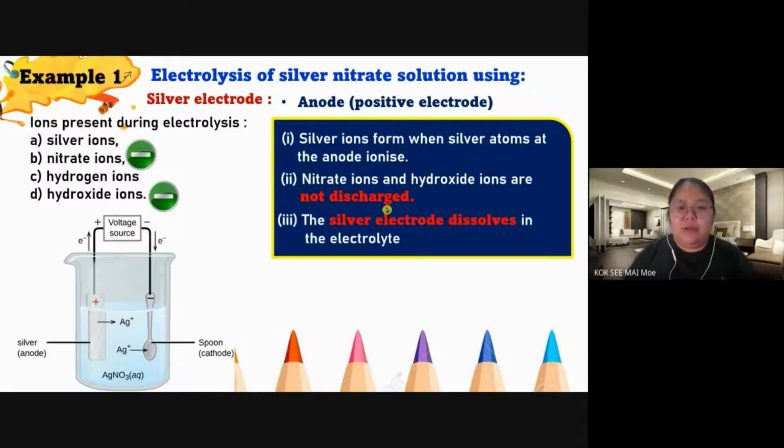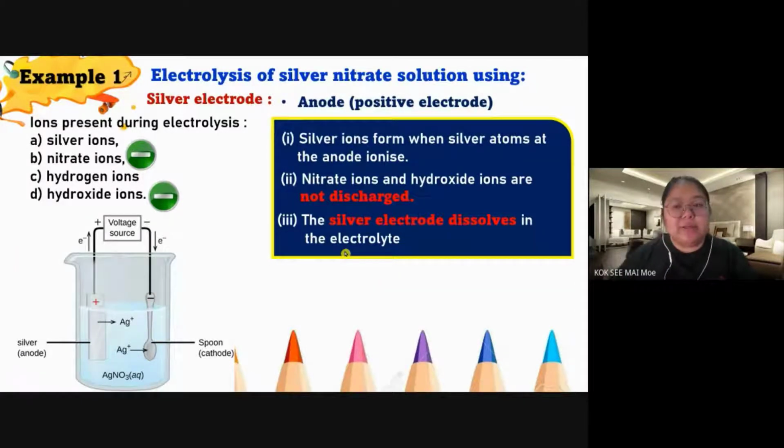Number 3, the silver electrode will dissolve in the electrolyte. So for this situation, we don't have any discharge at the anode. Only the atoms dissolve. It depends on which atom you use. If copper, then the copper will be dissolved. If they're using silver, then the silver will be dissolved into the electrolyte.